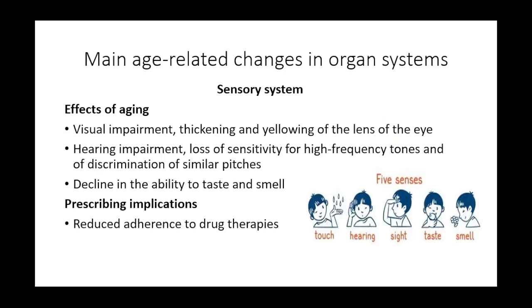Sensory system, effects of aging: visual impairment, thinning and yellowing of the lens of the eye, hearing impairment, loss of sensitivity for high frequency tones and of discrimination of similar pitches, decline in the ability to taste and smell. Prescribing implications: reduced adherence to drug therapies.